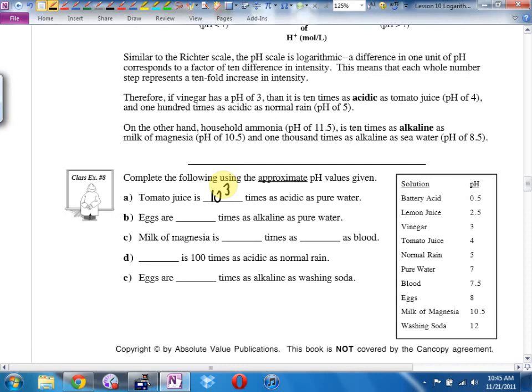Eggs are how many times as alkaline as pure water? Well, what's the pH of eggs? 8. What's the pH of pure water? 7. What's first minus second? 10 to the 1. Why is it alkaline? Well, look up. 8 to the right is increasing alkaline.